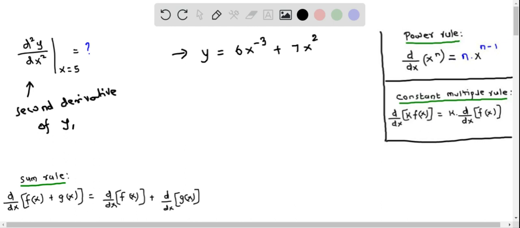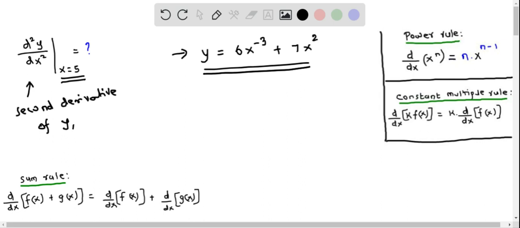Then we find the derivative of the result. So we have to basically find 2 times the derivative of y and then evaluate at x equal to 5. Then substitute the value of x in the second derivative equal to 5 and find the value. So let's see how to do this one. We have been given this function y equal to 6x power minus 3 plus 7x squared.